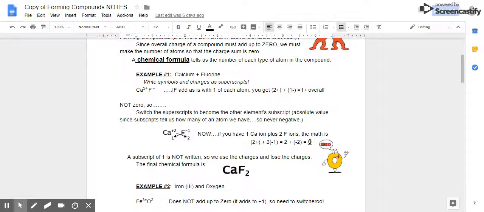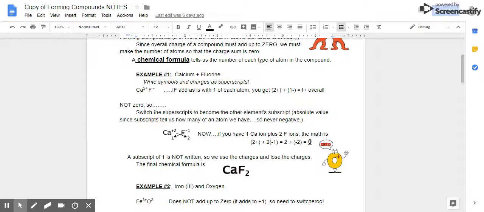So, for example, if you had calcium and fluorine, okay, so that means calcium, and on your ion sheet, remember this is going to appear as fluoride. All right, so we have calcium, Ca2 positive, and F negative. If you add each of them up as they are with one of each, you get a 2 plus a negative 1, you get a positive 1 overall.